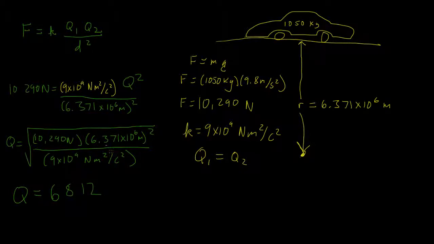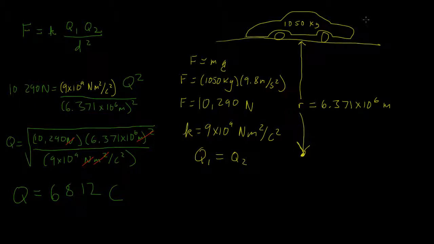And let's take a look at our units here. We have newtons on top and newtons on bottom, so those will cancel. We have meters squared on the top and meters squared on the bottom, so these will cancel. And then we have coulombs squared in the denominator of the bigger fraction, so that actually means that this is in the numerator. So coulomb squared is what we're left with, and we took the square root, so that just gives us coulombs.